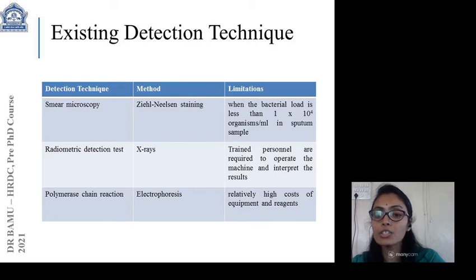The next detection technique is polymerase chain reaction. PCR is one of the most sensitive methods to detect the presence of MTB strain. Also, sequencing of PCR amplified DNA fragments is the most direct technique of detecting. PCR amplified DNA fragments are generally analyzed by electrophoresis. The main disadvantage of PCR is that it requires relatively high cost of equipment and reagents.